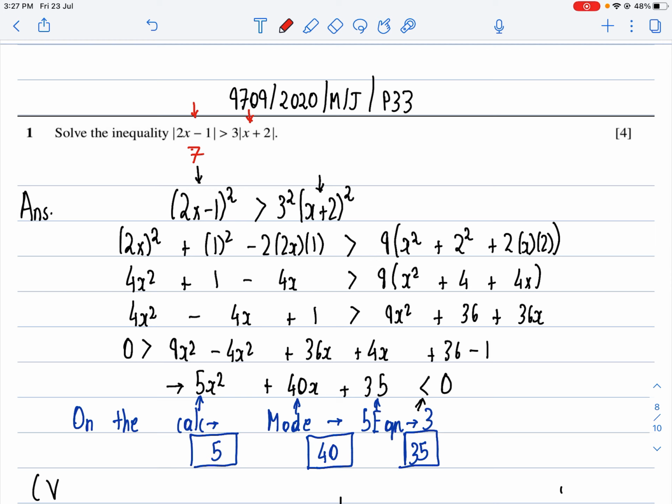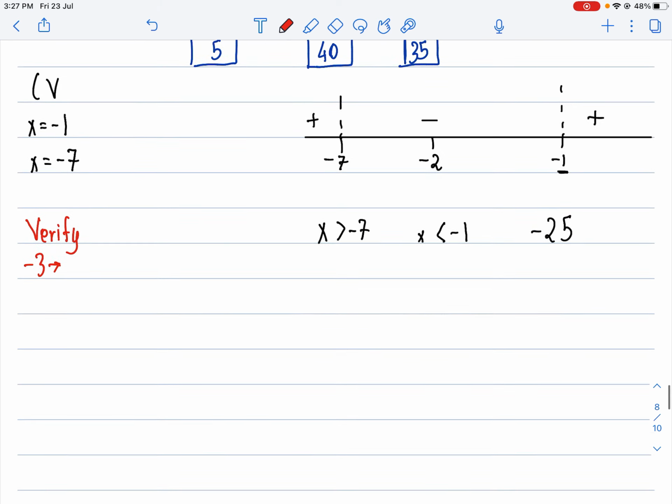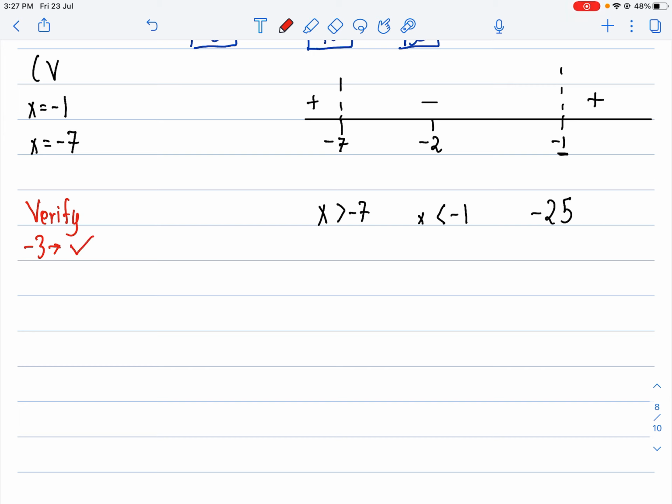And on the right hand side, I'll get 3 into the mod of minus 3 plus 2, which is 3 into the mod of minus 1, which is 3 into 1, as the mod of minus 1 is 1. So I get 3. And I know my 7 is more than 3, correct? That means for this value, it has been verified. So both my values here are correct. Now I can simply write my final answer as x in between minus 7 and minus 1. Correct? This is how I can write my answer.